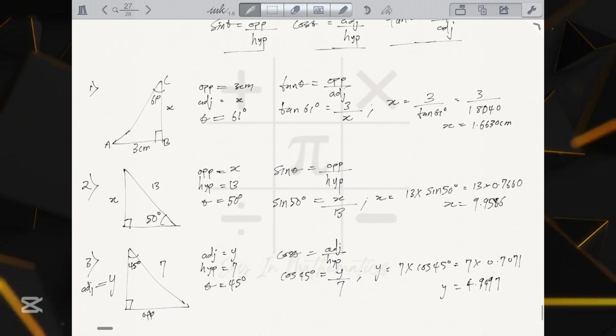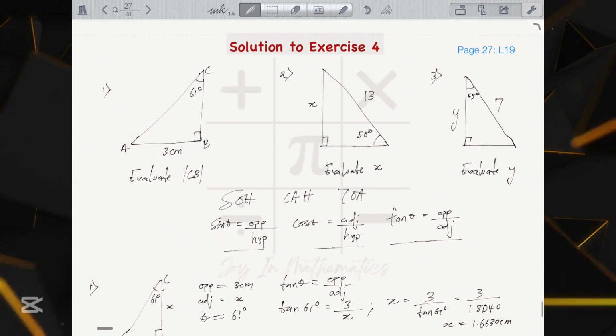The whole duty of the exercise is to show that we can relate sine theta as opposite over hypotenuse, cos theta as adjacent over hypotenuse, and tan theta as opposite over adjacent in a right angled triangle.